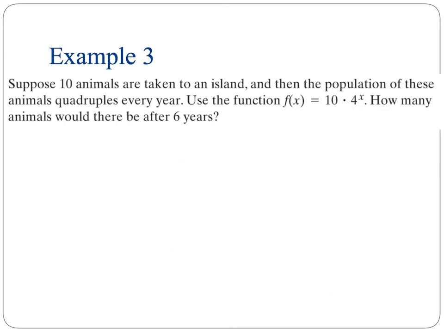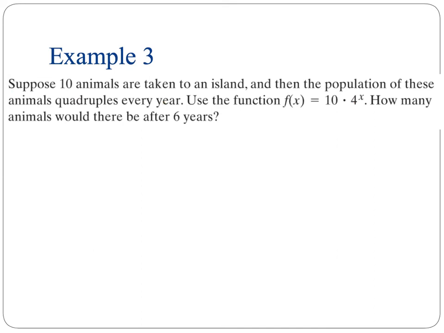For our third and final example, it says, suppose 10 animals are taken to an island, and then the population of these animals quadruples every year. Use the function f of x equals 10 times 4 to the power of x. How many animals would there be after 6 years? Because they've already given us the equation, we're going to just go ahead and use what they give us. We start out with 10 animals. We're quadrupling, which is the base of our power. And in this case, we're quadrupling every year.